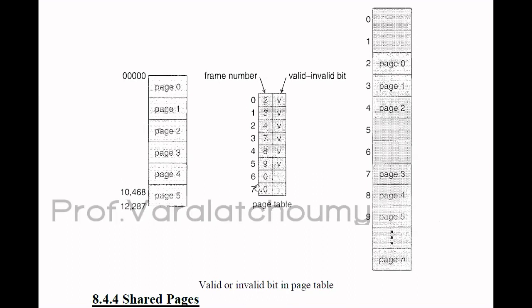The moment I say it is invalid, three things come into the picture. One is that the page is not available in the current space over there; it is not the appropriate page of that particular process. The second thing is that it is not currently available. And the third thing is that some protection mechanism has to be taken care of, the access right has to be taken care of.